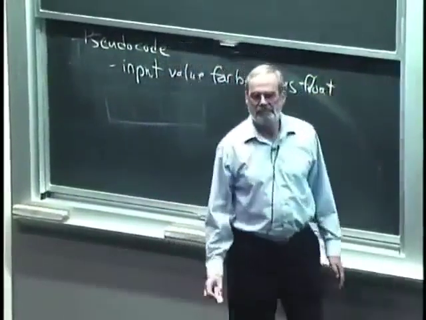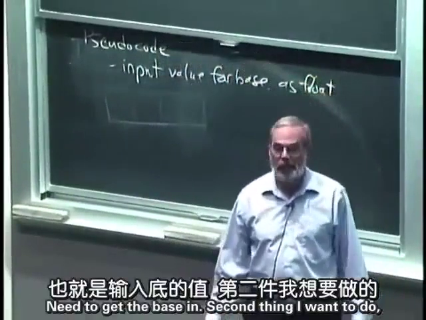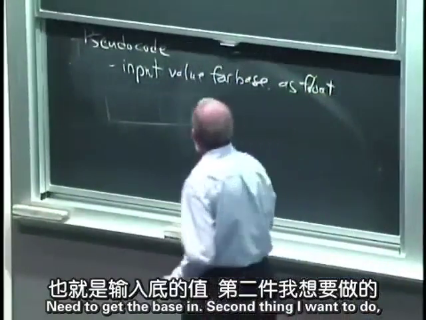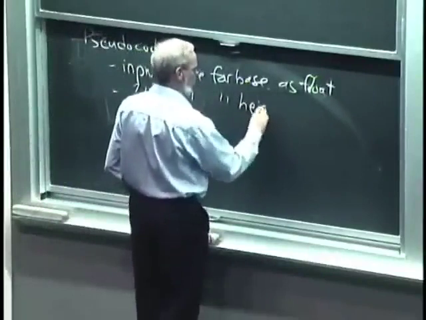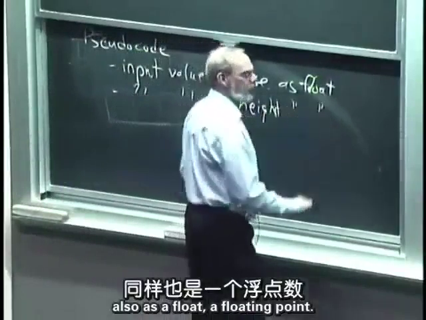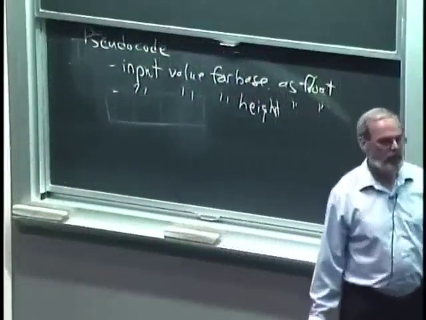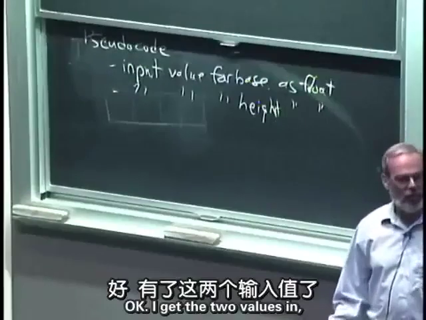As a float. I need to get the base in. Second thing I want to do, I need to get the height. So I'm going to input a value for the height, also as a float, a floating point. Okay, I get the two values in. What do I need to do?